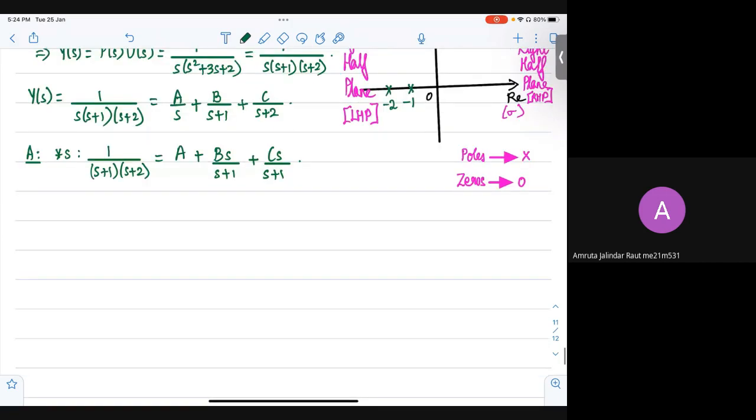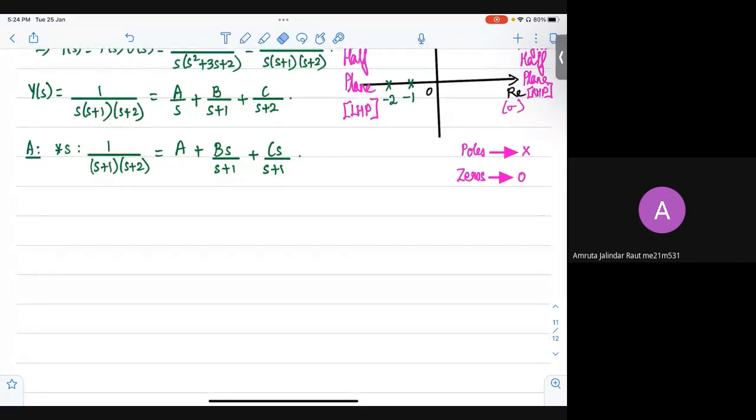Now we substitute the root of the term that we multiplied with. We multiplied by the factor s, so the root is s equals 0. If you substitute s equals 0, on the left hand side I will get 1 by 2 and on the right hand side I will get a.